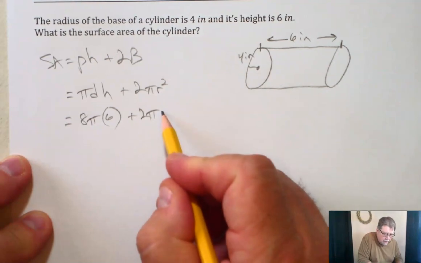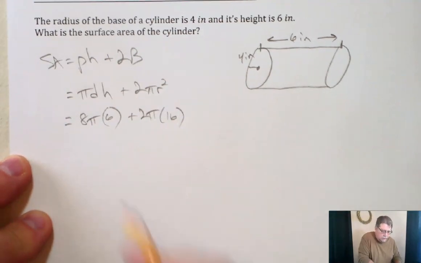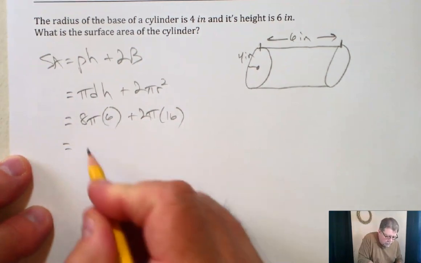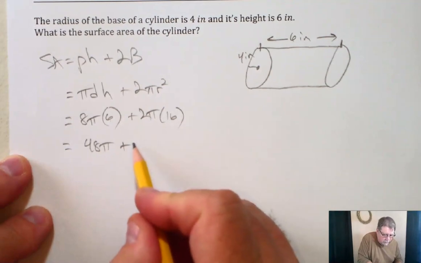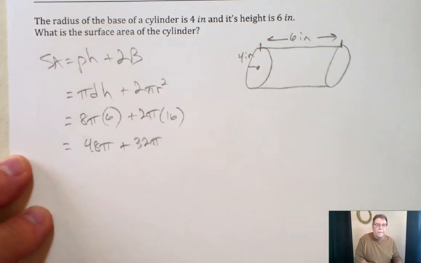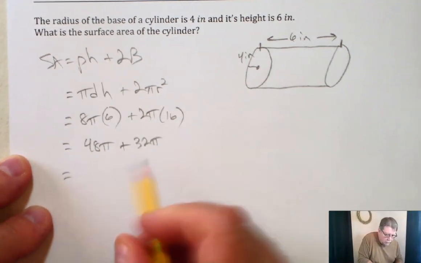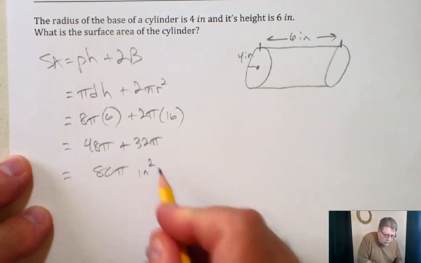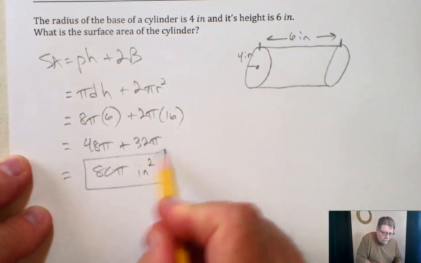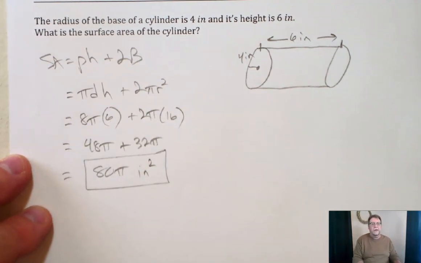4 squared is 16. So we're going to leave this in terms of pi. So 8 times 6 is 48. So 48 pi plus 2 times 16 is 32 pi. We'll combine our like terms, and we get 80 pi, and this is in inches. So inches squared, this would be our surface area of our cylinder.